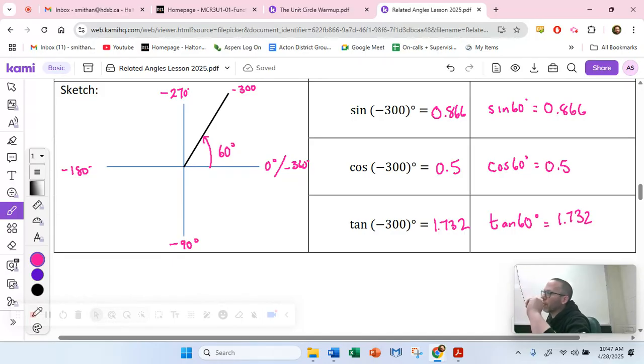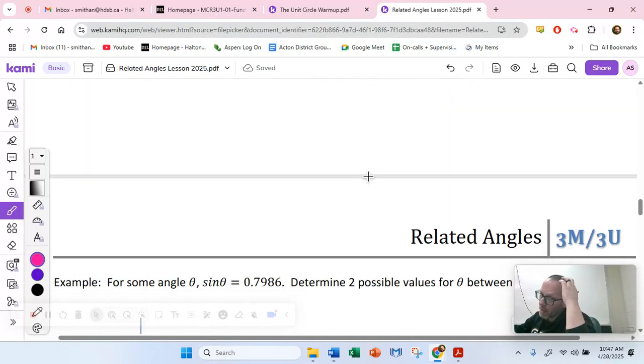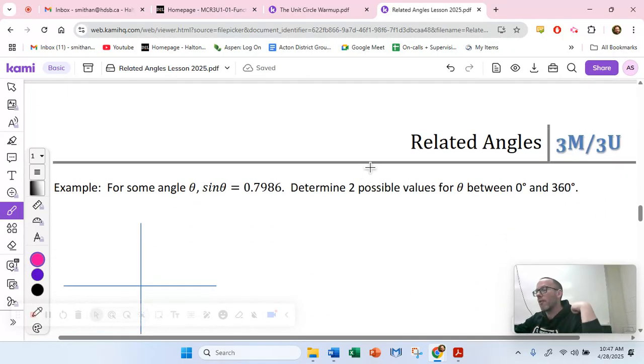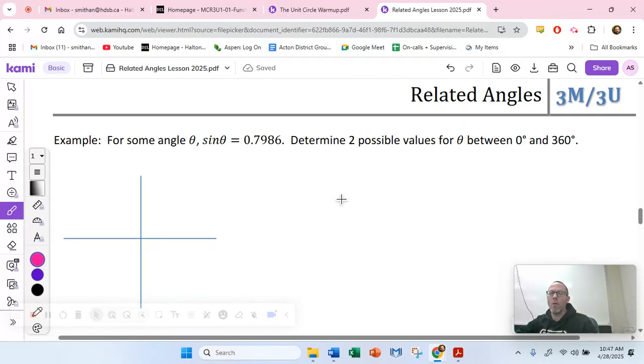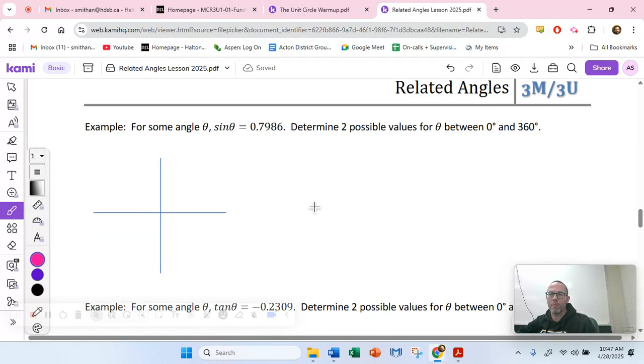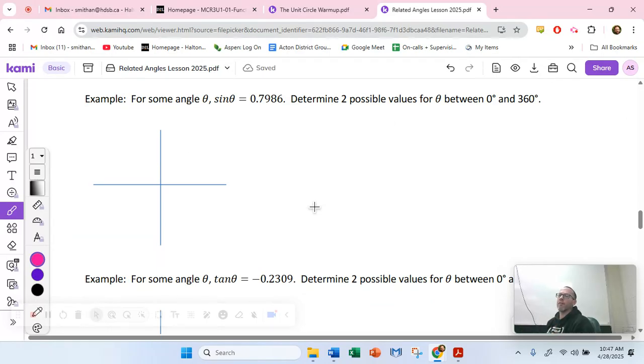Okay, a couple little exercises here. And then last unit, the 3U's investigated using the sine law for obtuse triangles. This is now the point in the course where we catch the 3M's up to speed. All right, little exercise here.